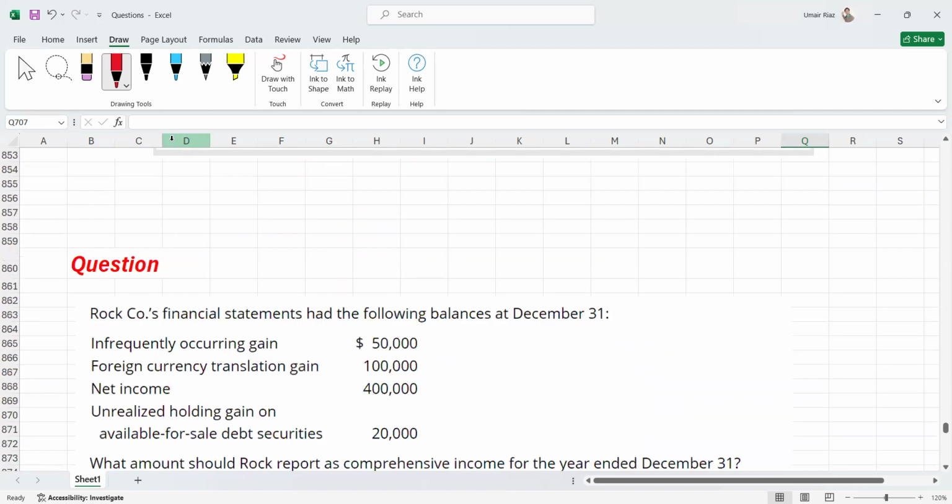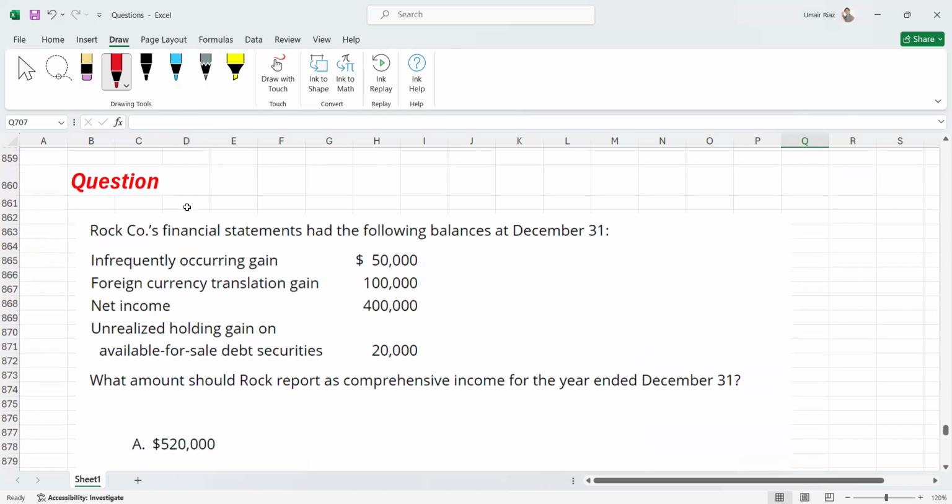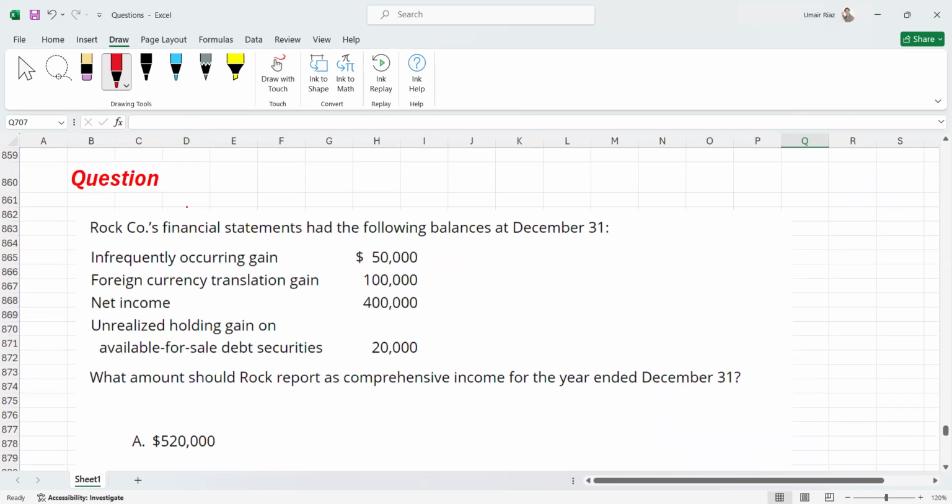We have another question now. The question is, Raw company's financial statement had the following balances at December 31st. First, we have infrequently occurring gains. These are non-routine gains. You can call it other gains or other revenue. Foreign currency translation gain, we know this will go to OCI. Net income, this is the net income. Unrealized gain on available for sale debt security, yes, this will go to OCI.